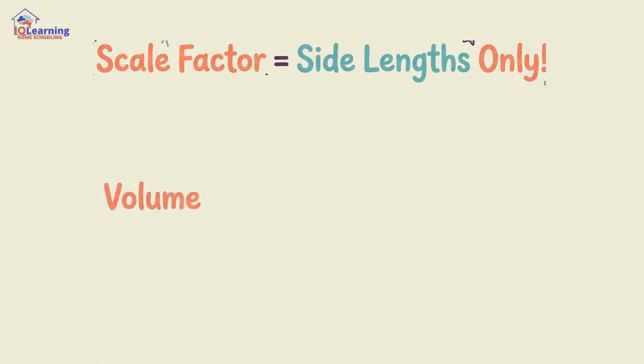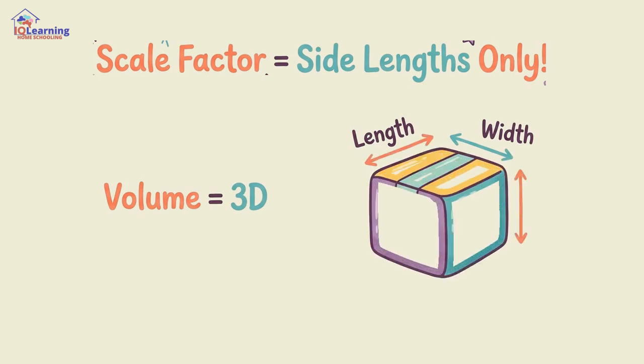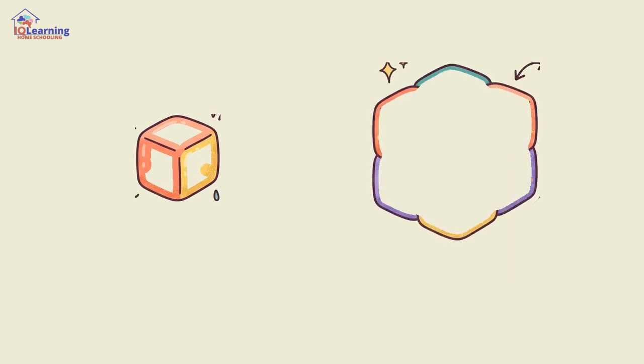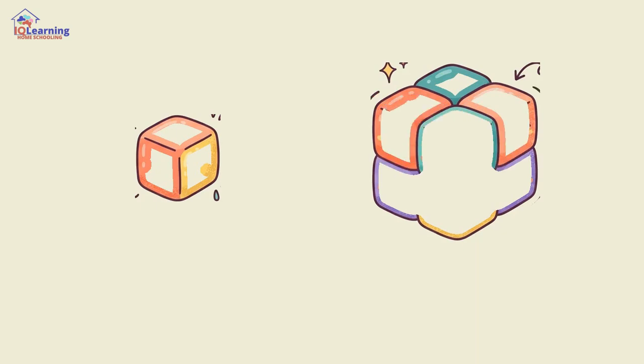Now here's why volume changes so fast. Volume is three-dimensional. A solid grows in length, width, and height all at the same time. Picture a small cube with side length 1. Now double every edge, so the new cube has side length 2.